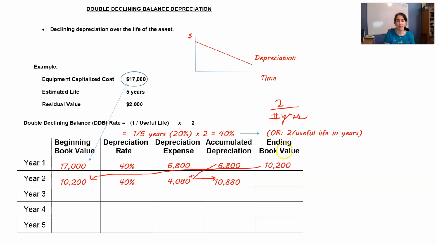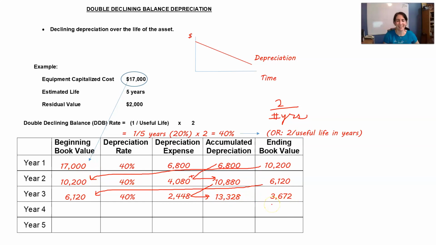So my ending book value now is, it was $17,000 worth to me originally, minus the $10,880. We're at $6,120. Okay, we're going to take that $6,120. We're going to come over here, 40%. We're going to do the same math. $2,448. My accumulated depreciation, $10,880 plus $2,448 is going to be $13,328. So now the beginning value, $17,000 minus $13,328. There's $3,672.